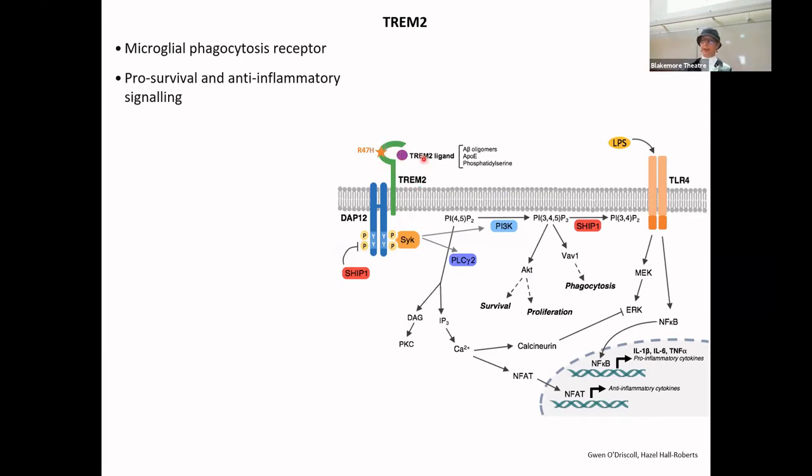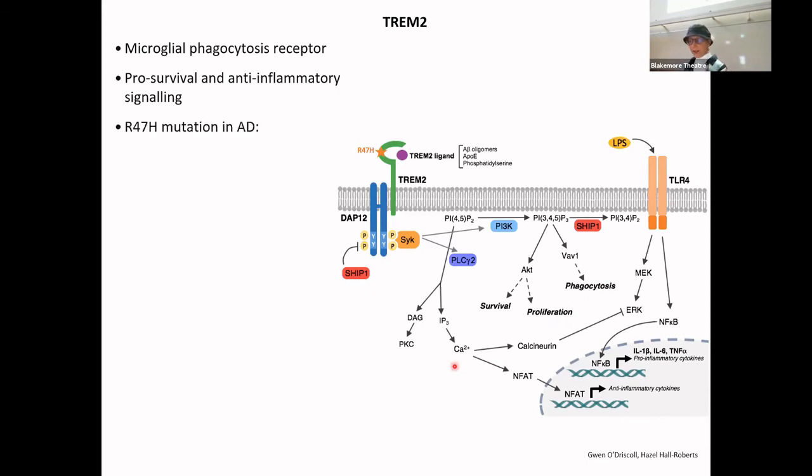This extracellular domain is capable of binding A-beta oligomers and ApoE, and also phosphatidyl serine, which is expressed on the surface of dying cells. So it's got several different potential ligands. It's quite promiscuous in that regard. It has a signaling pathway that includes SYK and PLC gamma 2, and that leads to survival and proliferation and phagocytosis. It can also impact other signaling pathways such as the MAP kinase pathway.